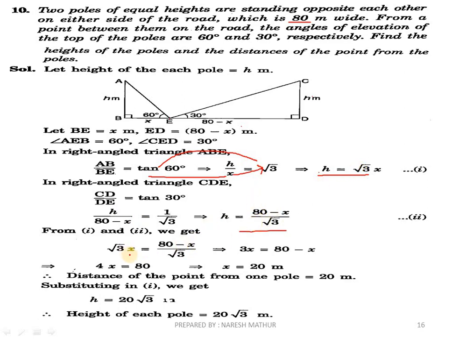After equating, we can write root 3 x equals (80 minus x) upon root 3. Cross multiplied, it would be 3x equals 80 minus x. So the value of x after solving we are getting is 20 meters. It means BE would be 20 meters, then DE would be 60 meters. These are the distances from the poles, and the height of the pole is h equals root 3 x, and x is 20 meters, so it would be 20 root 3 meters, that is the height of each pole.